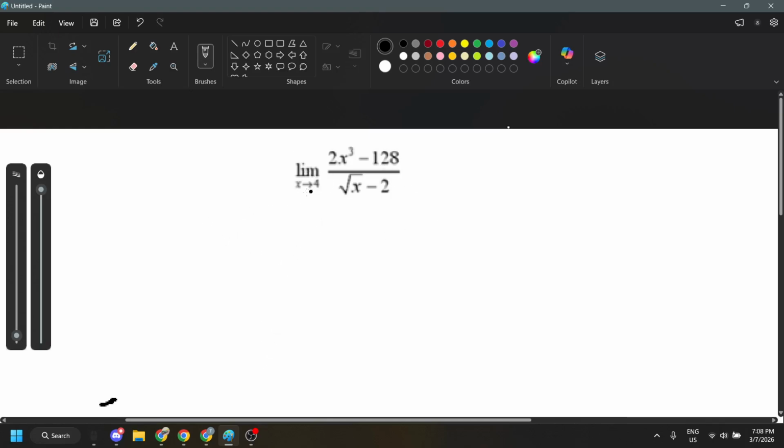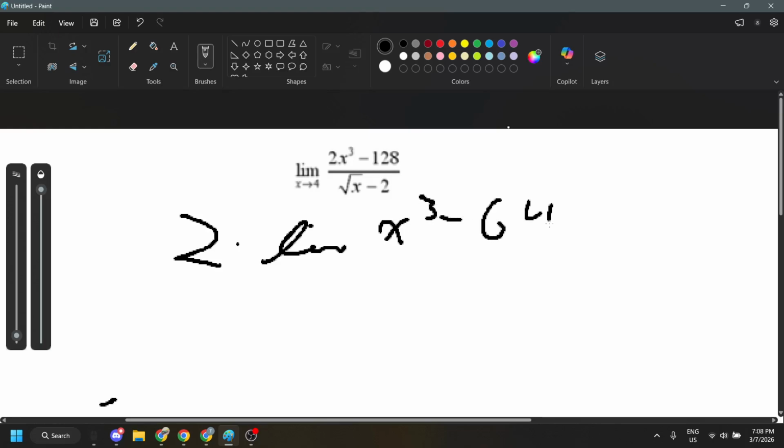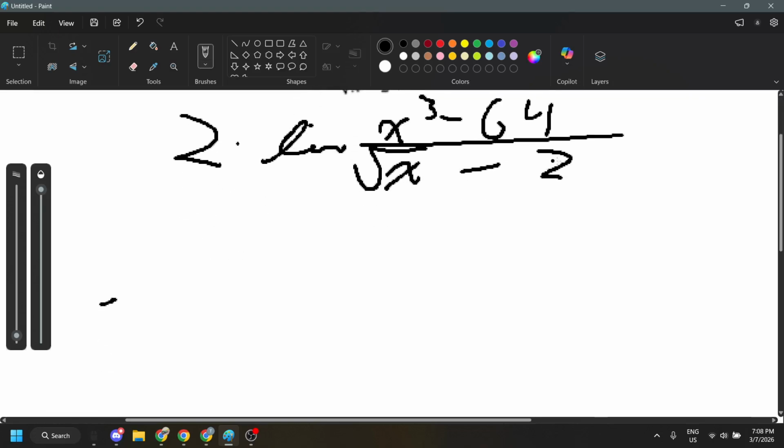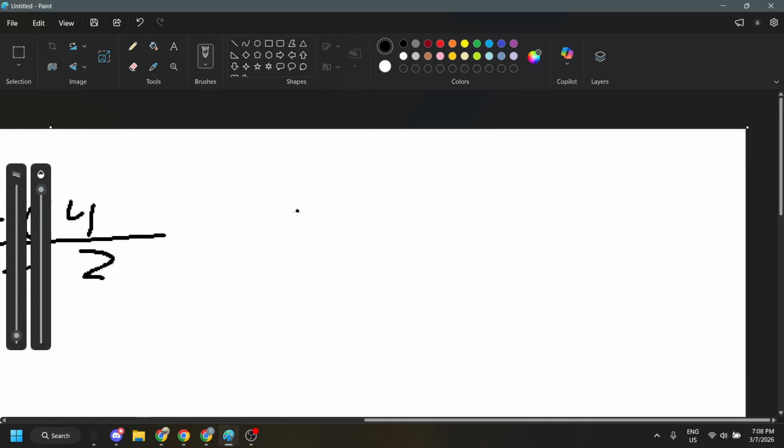We know this is equal to 2 times the limit, so we could take 2 out. 2 times the limit of x cubed minus 64 over square root of x minus 2. You see it's a difference of cubes, so what does that mean?